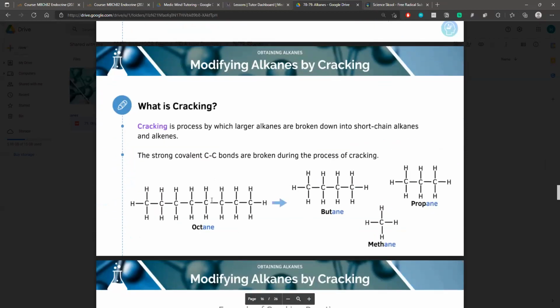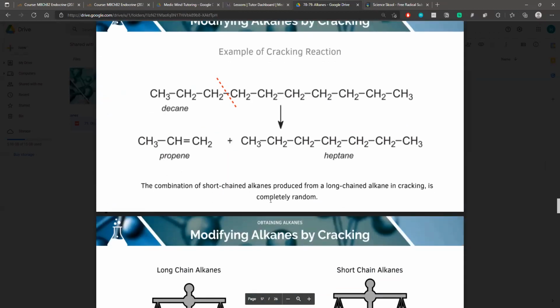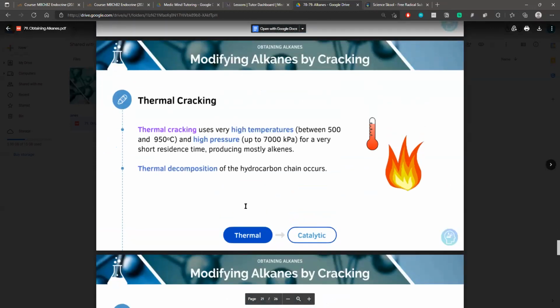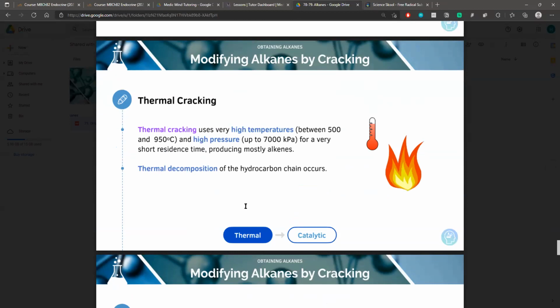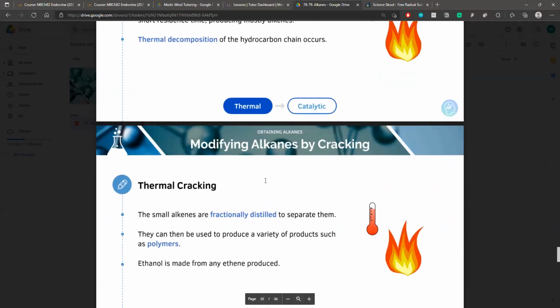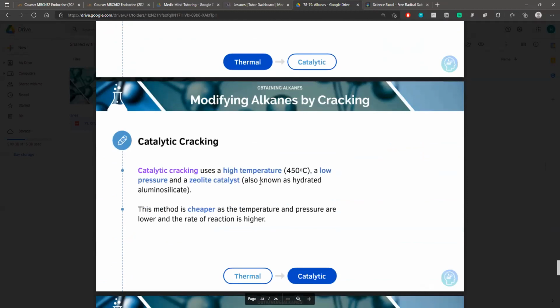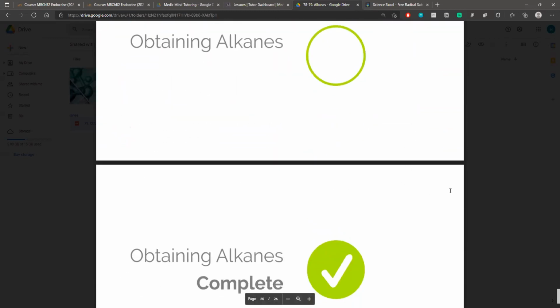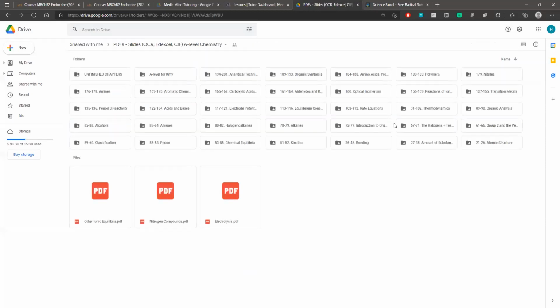Cracking is the process of turning a really long chain alkane into short chain alkane plus an alkene. It's basically two processes. You can either do this by heating it to a very, very high temperature for a very short amount of time and triggering thermal decomposition. Or you can do it by using catalytic cracking, which is basically a lower temperature, low pressure, and a metal catalyst. So you pass this gas over the metal and it produces alkanes as well as some aromatic hydrocarbons. Aromatics, anything that contains a benzene ring. So slightly different processes to it.